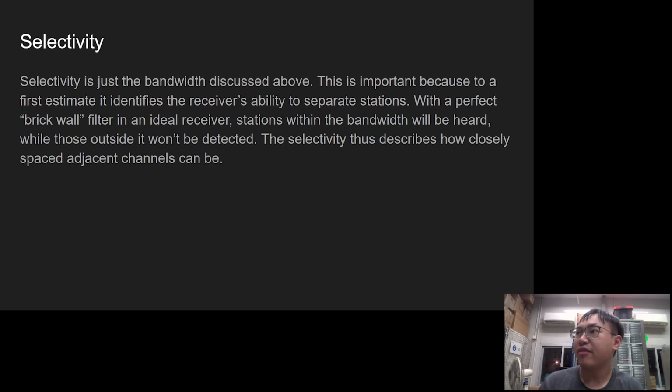So in the slide I've mentioned, it identifies the receiver's ability to separate stations. And in our transmission, we may have a guard band, where we reserve a very narrow band, like 2 kHz, to prevent adjacent channel interference. It also helps if the radio has very bad selectivity, so they can still receive just one channel instead of multiple.